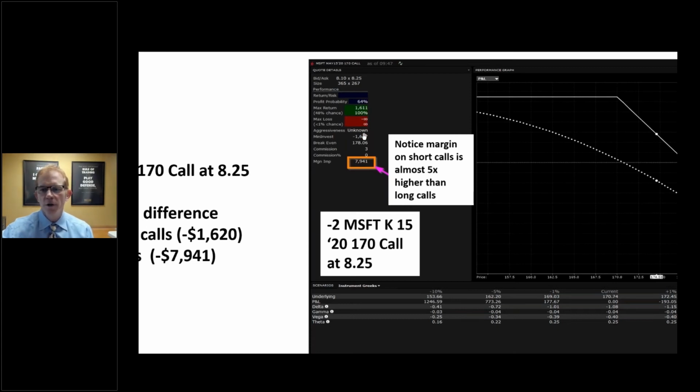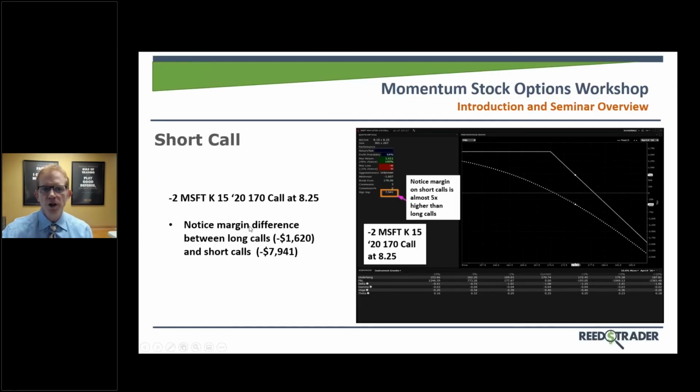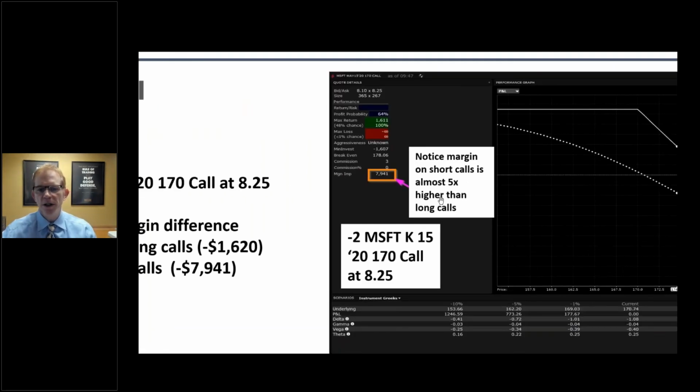The other thing that's very interesting is the margin implications. It's much more expensive to sell options in terms of capital than it is to buy them. So notice the margin difference. When we bought the calls, our margin was $1,620. When we sell them, we're selling the same call for roughly the same amount of money. The margin is $7,941. It's basically almost 5 times higher than the long calls. So you gotta have 5 times as much capital to sell the call as you do to buy it. And this is because you have to cushion for the unlimited potential loss.